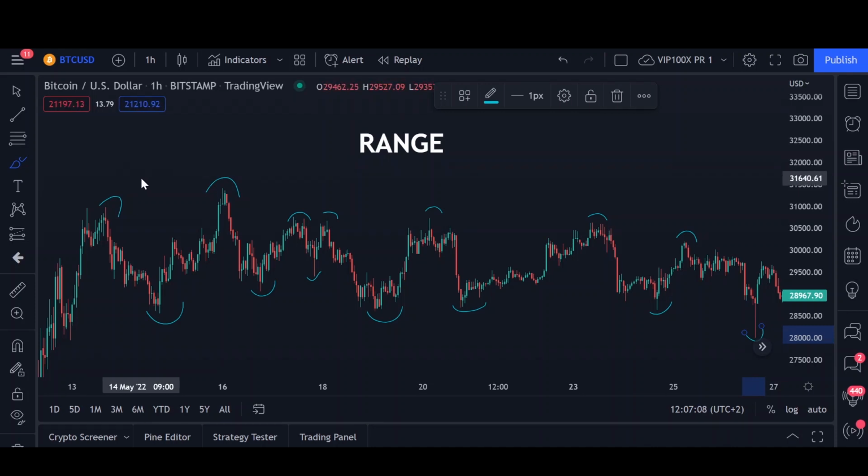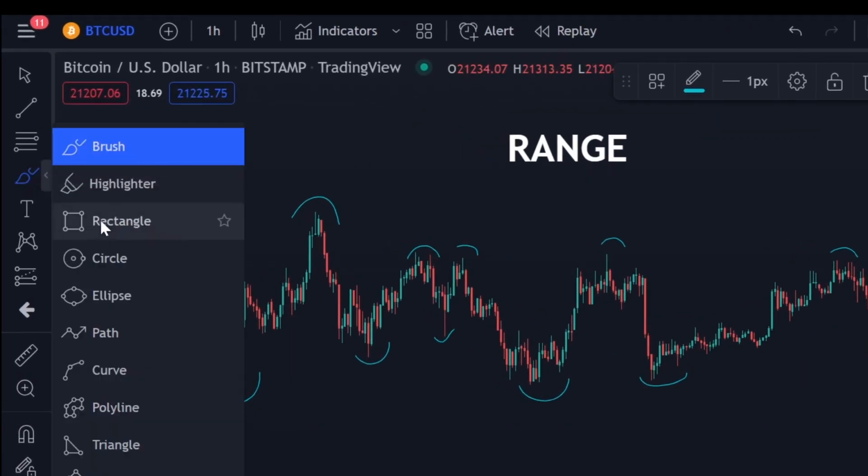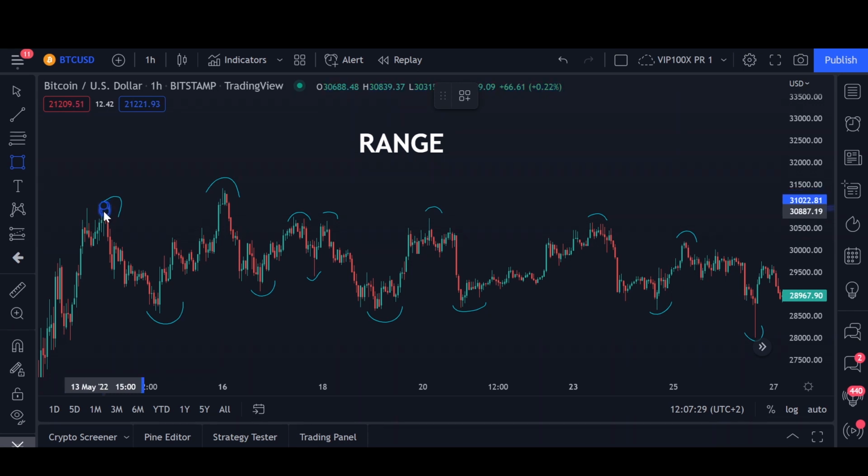So, how do we draw the zone? We are going to the first high and we are going to establish the zone from the body of the candles that conform the high until the highest wick. Here in the left bar, we click on rectangle. We draw it approximately and we extend it to the right and left.